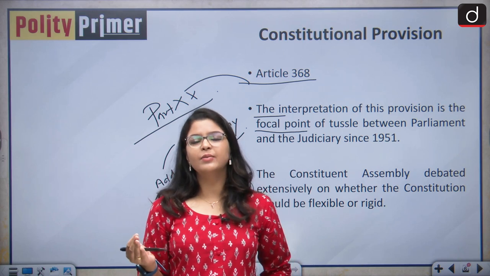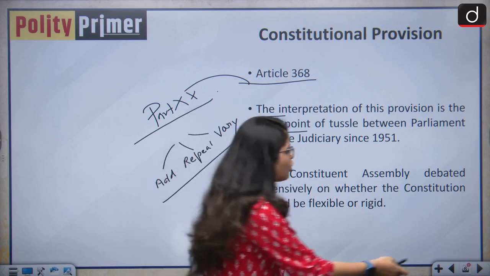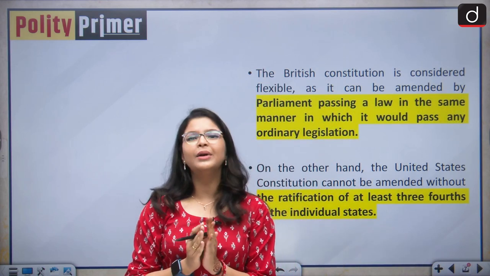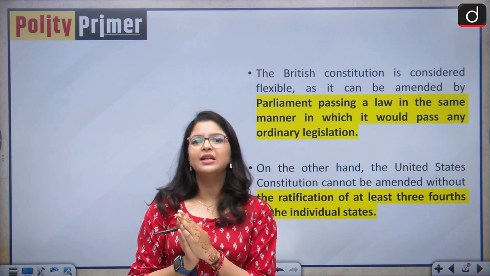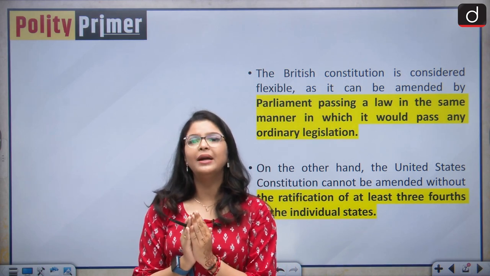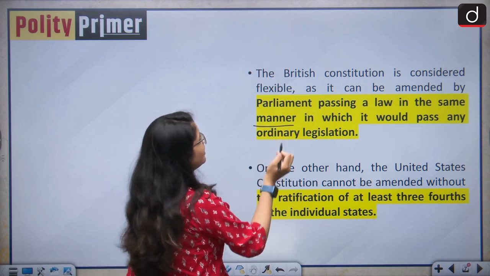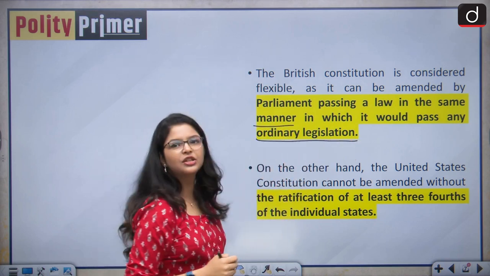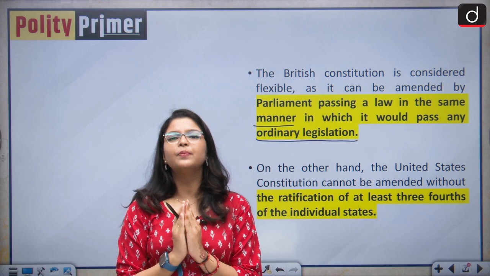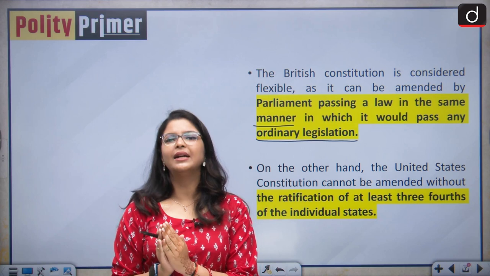If we talk about flexible constitutions, the most famous flexible constitution is the British Constitution. How is the British Constitution amended? The Parliament can simply pass an ordinary legislation and can amend the Constitution. So, it is this easy to amend the British Constitution. Parliament passes a law in the same manner in which it would pass an ordinary legislation. As I was discussing before also, the Parliament in England passes a simple law, such as an ordinary legislation, and the Constitution stands amended.